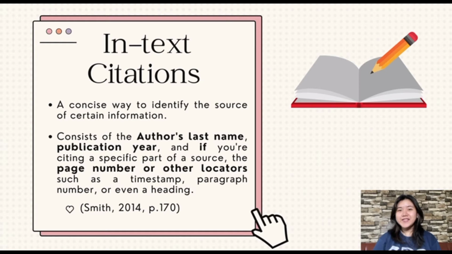So first, let's get into in-text citations. An in-text citation is a concise way to identify the source of certain information. It helps the readers to locate the corresponding entry in the reference list at the end of your paper. In-text citations consist of the author's last name, the publication year, and if you're citing a specific part of the source, then you include the page number or other locators such as a timestamp, a paragraph number, or even a heading. So for example, you use only one page, so you cite Smith 2014, page 170.